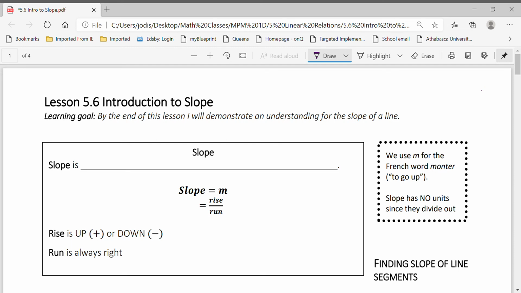Hi, and welcome to Lesson 5.6, Introduction to Slope. By the end of the lesson, you should be able to understand the slope of the line.